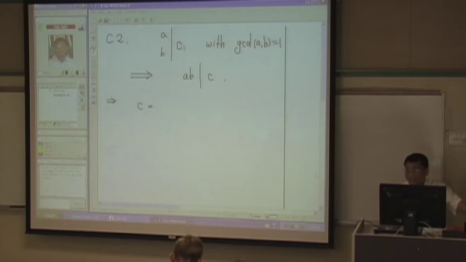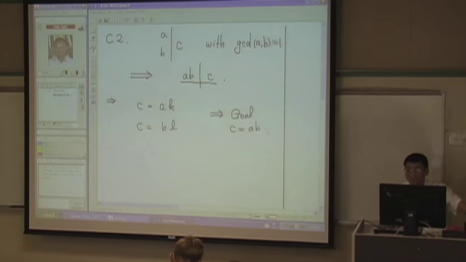A divides C can be converted to C equals A multiplied by some number such as K, and then C equals B multiplied by some number such as L, and then the goal is showing C equals AB multiplied by some number. So this is the goal.